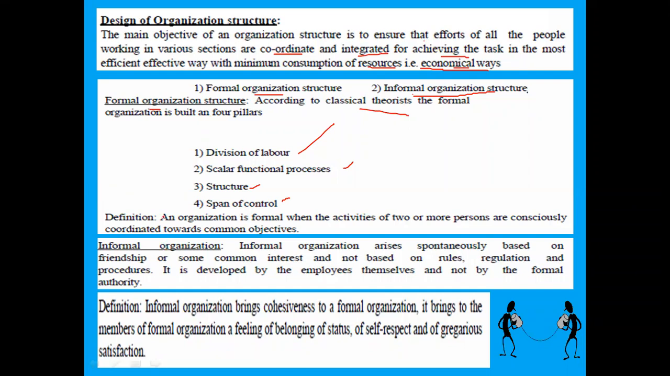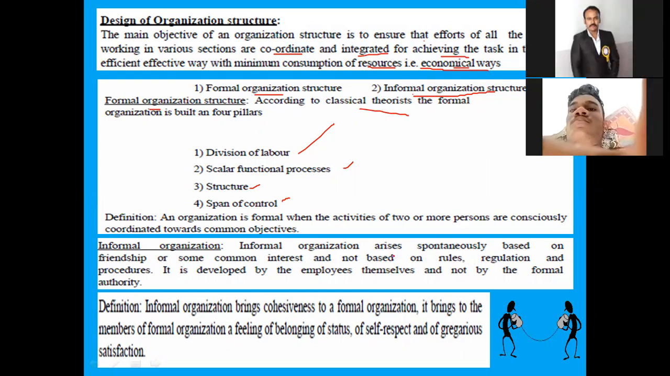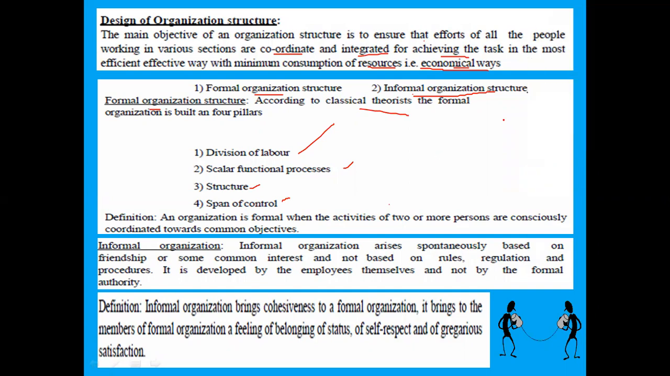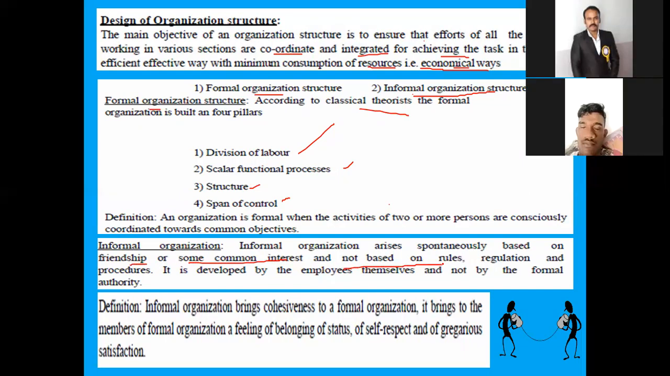Next, coming to the informal organization. So that was the formal organization definition. Now, what is an informal organization? The informal organization arises spontaneously, based on friendship or some common interest, and not based upon the rules.